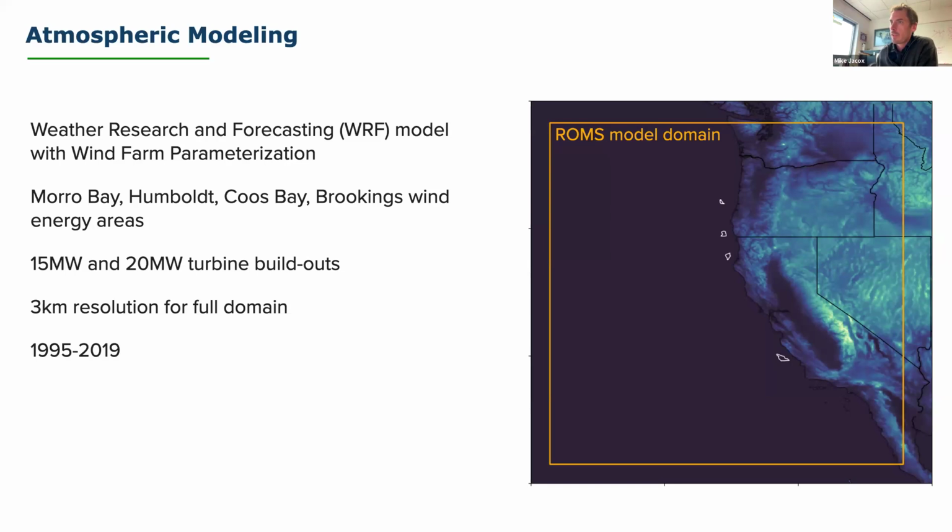And I will note that obviously 3-kilometer resolution is coarser than the scale of an individual wind turbine. So the individual turbines are parameterized in the model. They're not explicitly represented individually. But the 3-kilometer scale is fine enough for us to resolve the impacts on the oceanography.